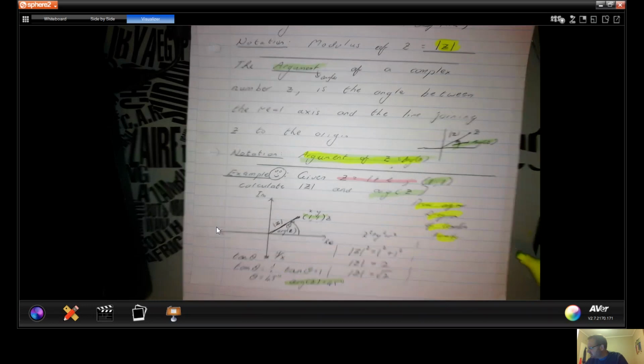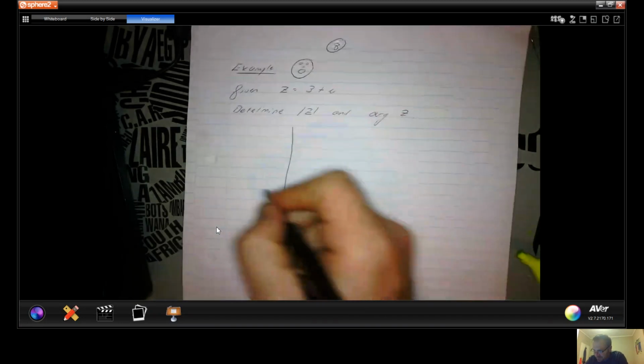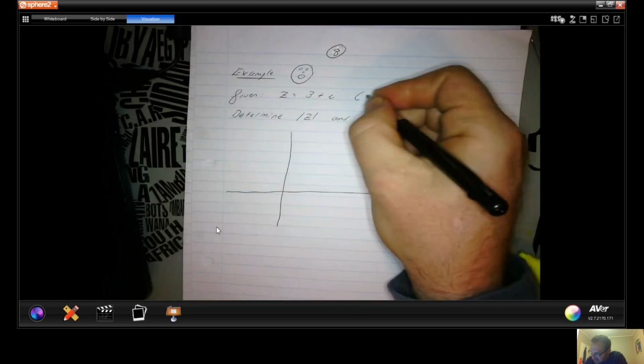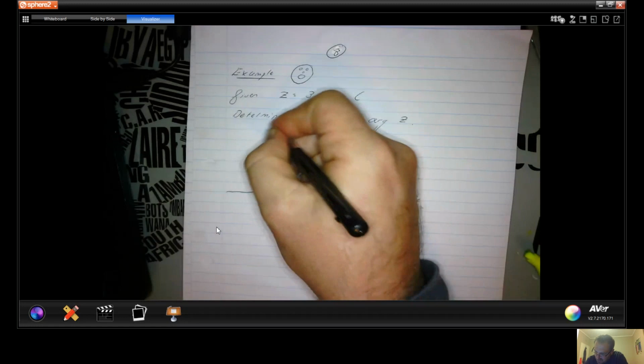Right. Last question. Question 8. Given z is equal to 3 plus i, determine mod z and argument of z. Always draw a diagram first. So if I draw my diagram, this is my real component, and this is my imaginary component.